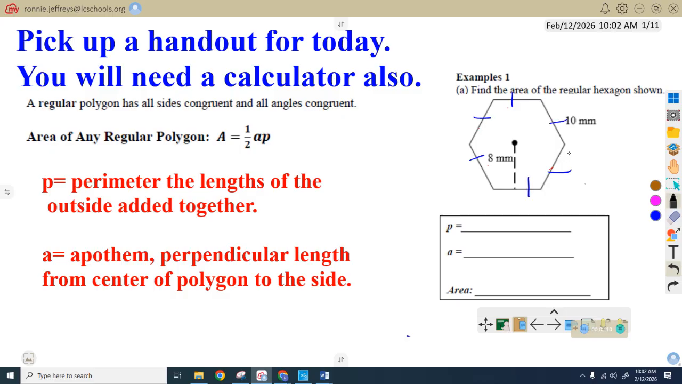Okay, so you can also count the sides. All right, there's 6 of these. So 6 times 10. All right, so this is 60 millimeters. That is our perimeter. Okay. Now, our apothem.